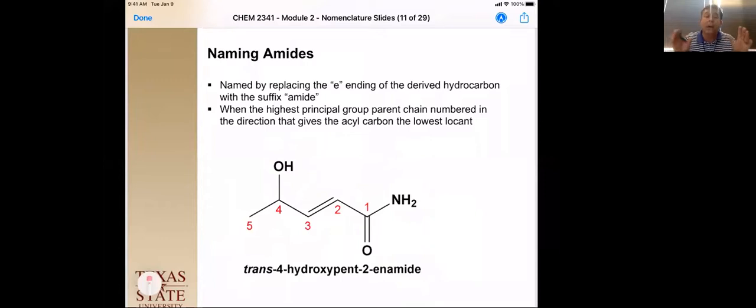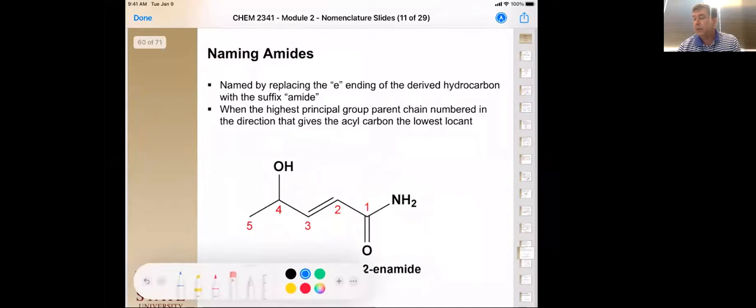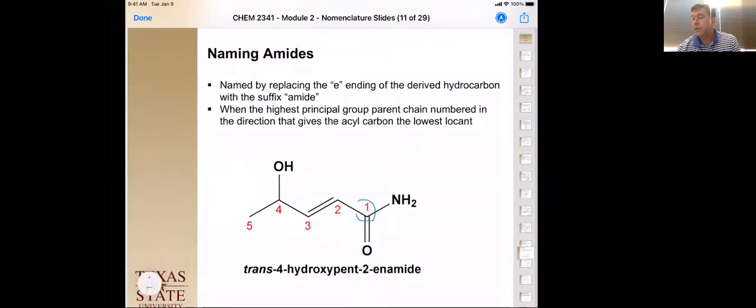So the next thing we have is amides. Amide is also a carboxylic acid functional group, but instead of having an OH there for the carboxylic acid or that O and an R group for the ester, we actually have a nitrogen now. And so that nitrogen tells us that we are bonded to this carbon here.